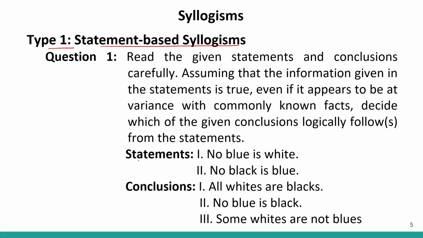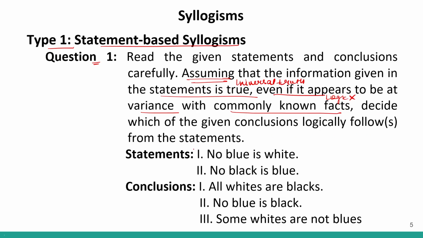Question 1 says, read the given statements and conclusions carefully, assuming that the information given in the statements is true. So we have to assume that it is true. We have to consider the statements given in the question to be universal truth, even if it appears to be at variance with commonly known facts. So that means we don't have to follow the logic, and we have to decide which of the given conclusions logically follows from the statements.